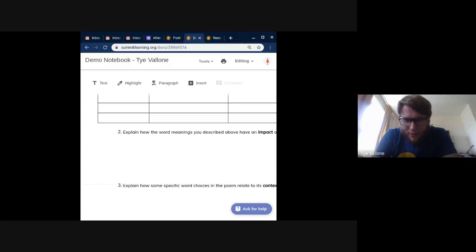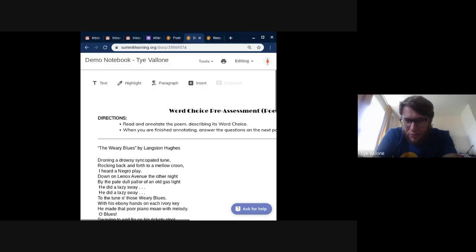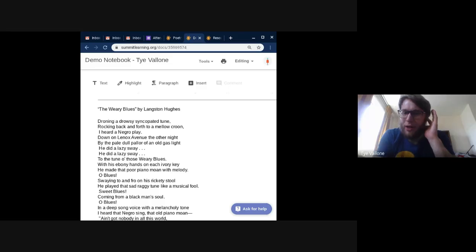So Madi, if you weren't here last week, what Darian and I did is we read through this poem, which you can do on your own once I'm done going over everything. And we said, okay, one of the first words that stands out is this word in the title, weary, right? So we went ahead and we highlighted that. So I'm going to do that right now.